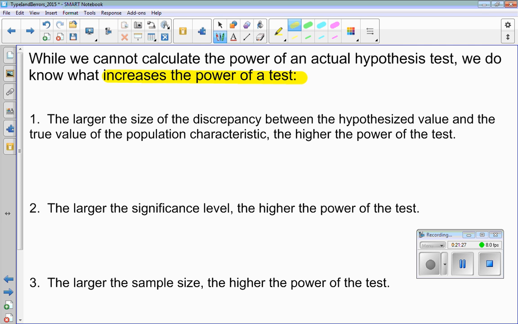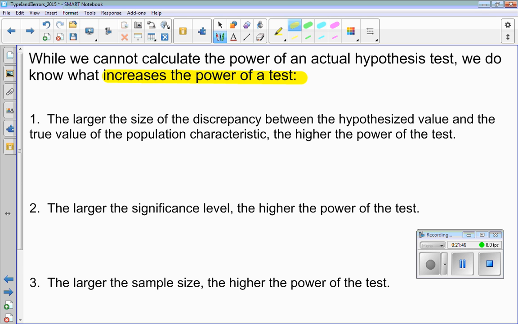That's the goal. We want to reject it. We want to prove them wrong. So we want to try to increase the strength of that test as much as possible. Okay? So what are the three things that could make that happen? And here they are. Okay?